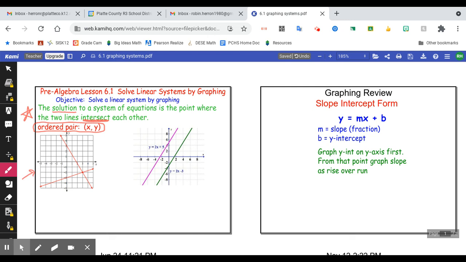So if you look at this first example, they've graphed this line going down, they've graphed this line going across, and they intersect right here at this point. So that is the answer to that system of equations. The answer is an ordered pair. So it's x and then y. So if I go over on my x, I'm at 3. And then I go down to the point, and that's -2. So my answer to that system would be 3, -2. X and then y. Okay?